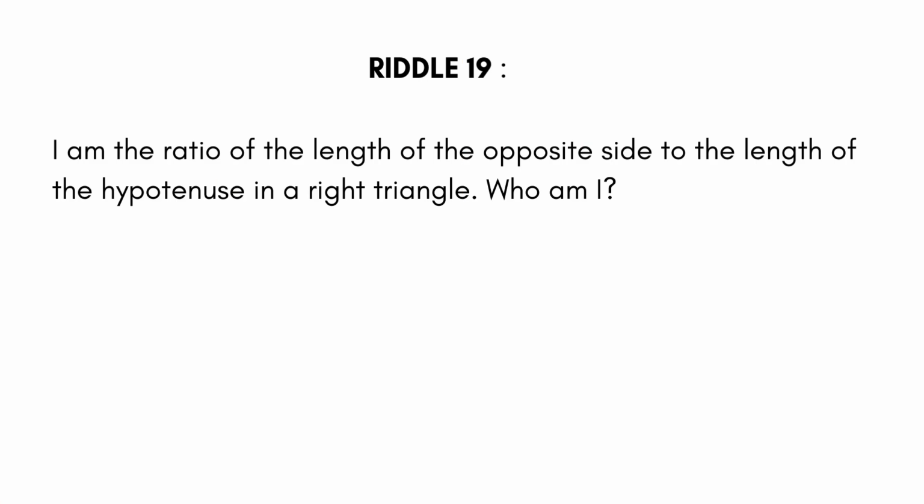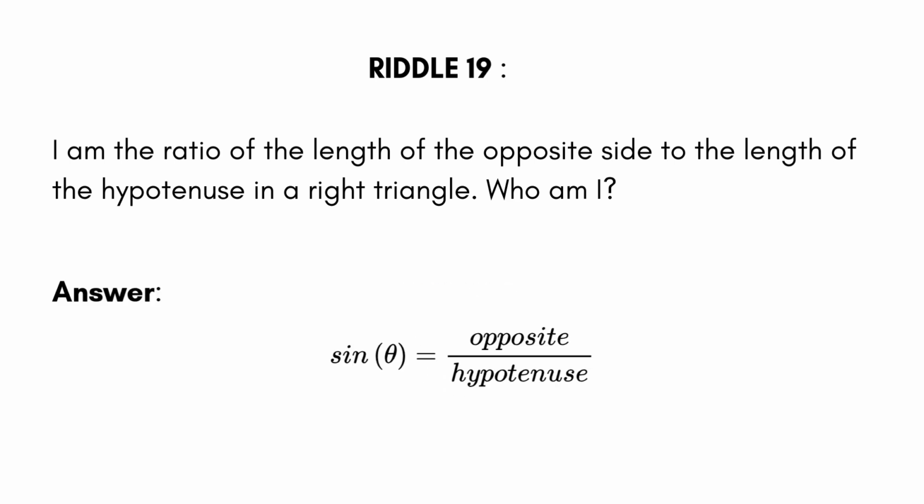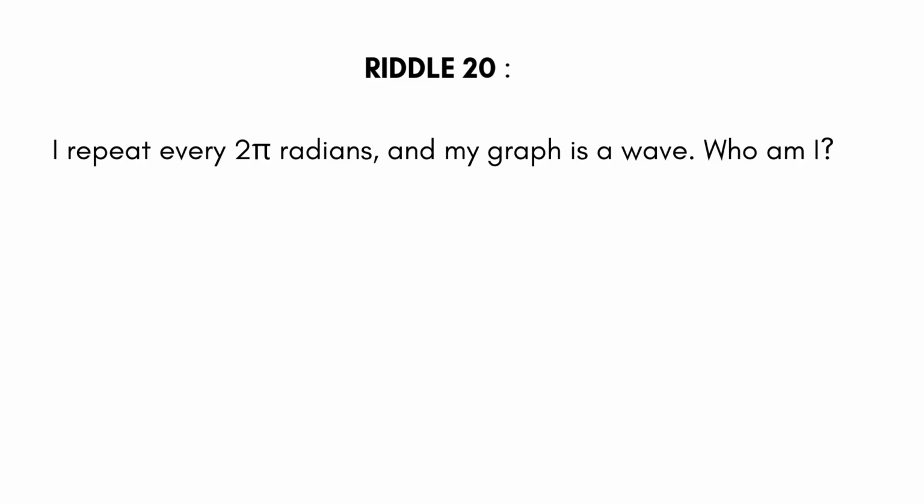Riddle 19. I am the ratio of the length of the opposite side to the length of the hypotenuse in a right triangle. Who am I? Answer. Sine of theta is equal to opposite by hypotenuse. Riddle 20. I repeat every 2 pi radians, and my graph is a wave. Who am I?